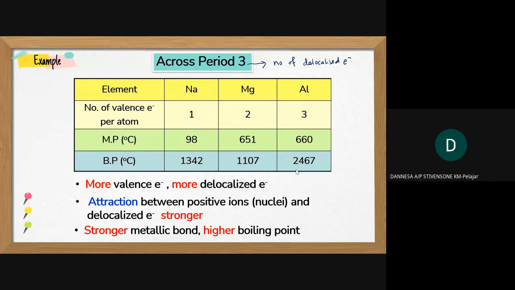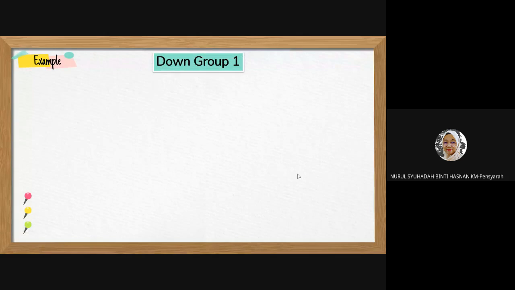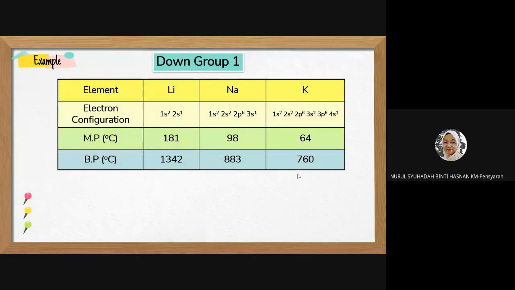Clear. Alright. Okay, so untuk down group, contoh macam saya cakap tadi untuk down group 1, so yang ni tadi factors affecting dia adalah the size of metal atom. Okay, so size dekat sini dia akan berkait rapat dengan number of shell lah. Okay, so as the number of shell down the group increase, so the attraction of the positively charged nucleus towards the sea of delocalized electron pun akan jadi weaker. Sebab tu tengok dekat sini, lithium has the smallest size, so it has the highest melting point and the highest boiling point compared to potassium yang dia punya shell sampai n equals to 4.